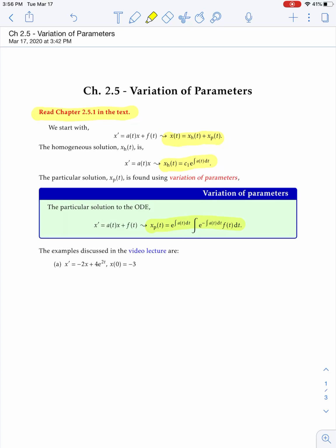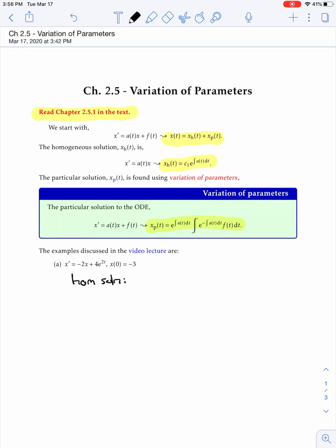Okay, so the first problem I want to look at is x prime equals minus 2x plus 4e to the 2t with x of 0 equals minus 3. We worry about the initial condition after we get the general solution. So first, we need the homogeneous solution.